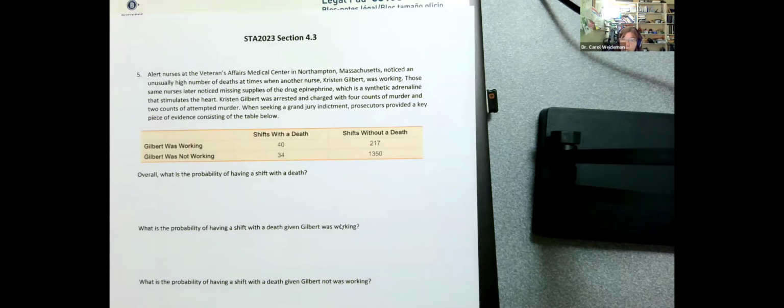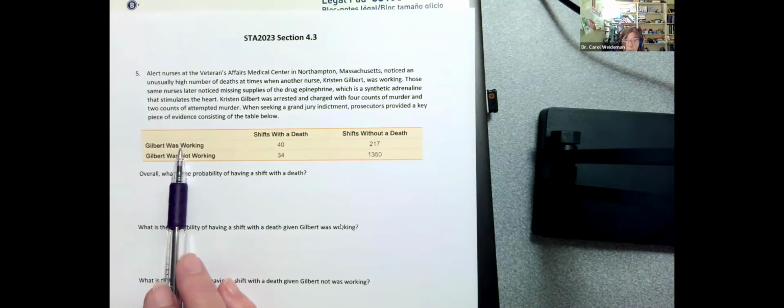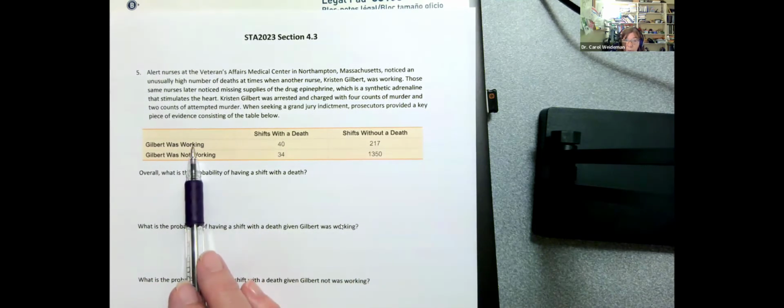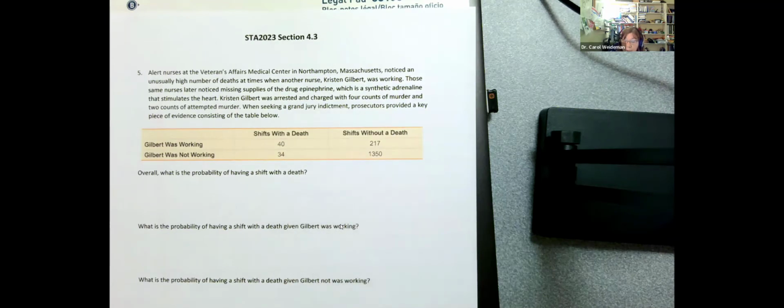When seeking a grand jury indictment, the prosecutors provided a key piece of evidence consisting of the table below. So the table shows the shifts when Gilbert was working and when she wasn't working, and then whether or not the shift had a death or no death.